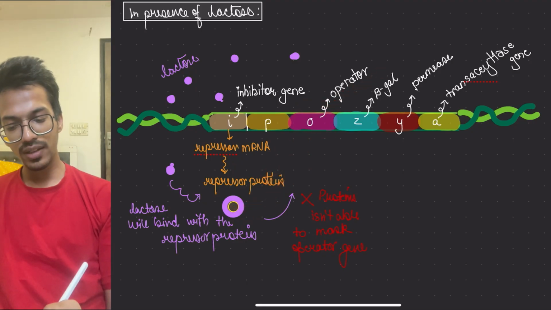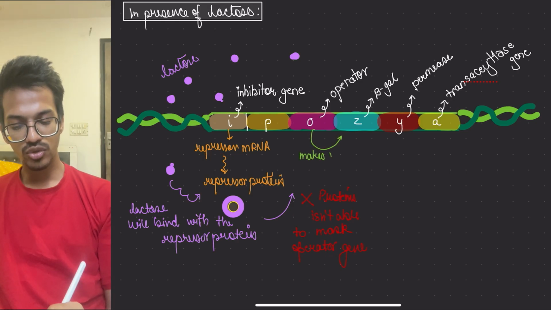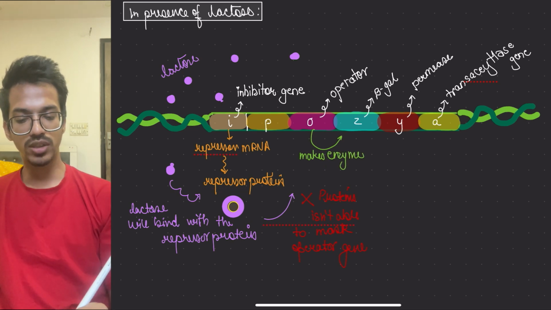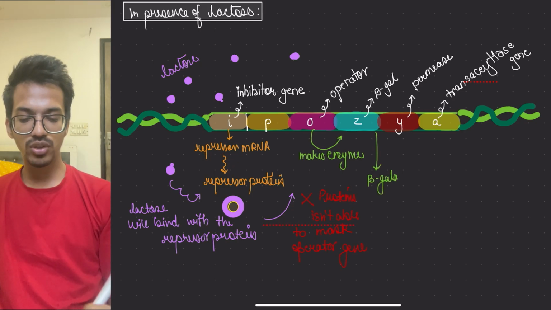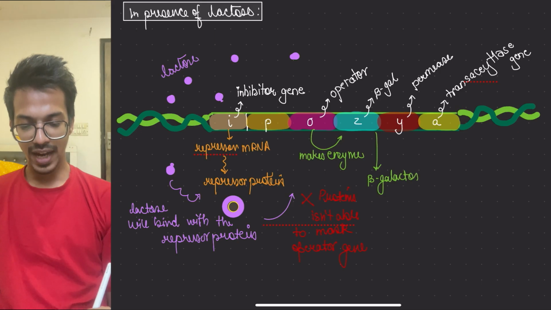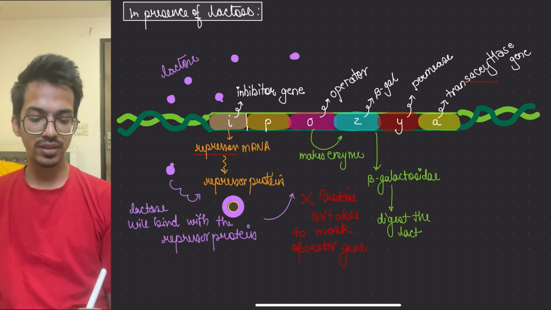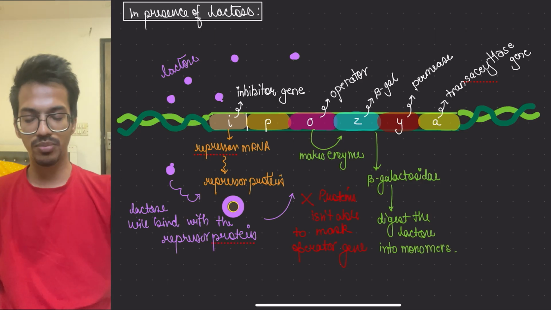So the operator will say to make enzymes. It will initiate the process. So now Z will make what? Beta galactosidase enzyme, which will do what? It will digest the lactose into monomeric units, into respective monomers, which can be used up.